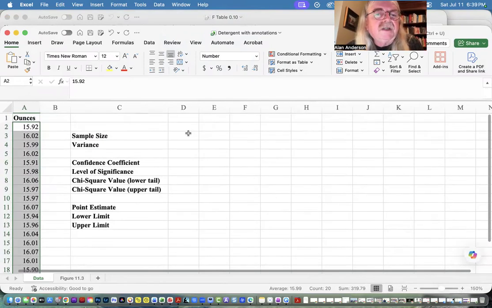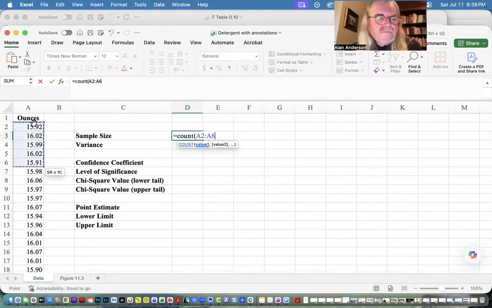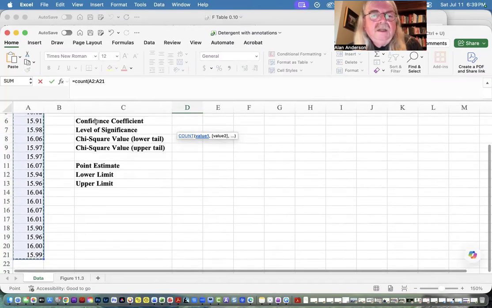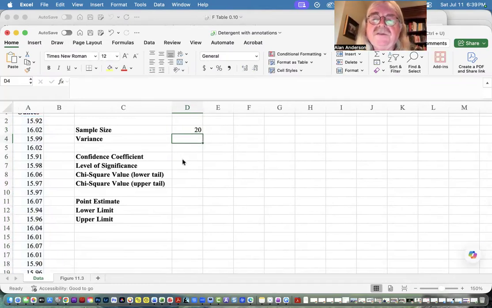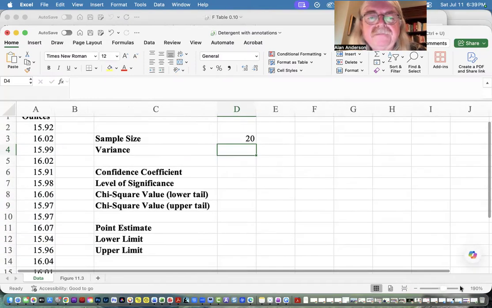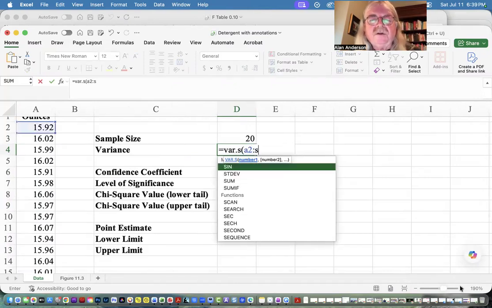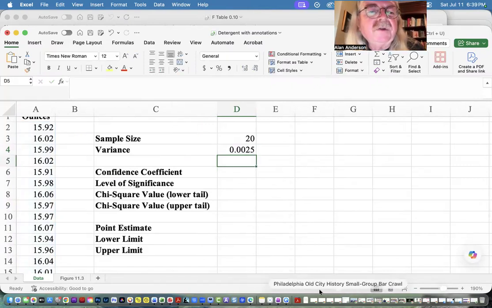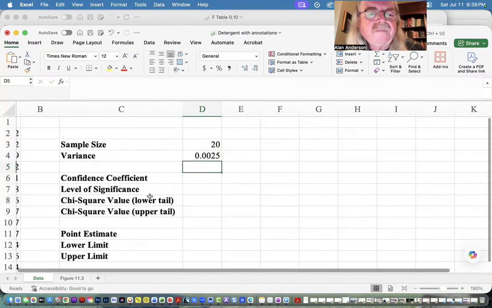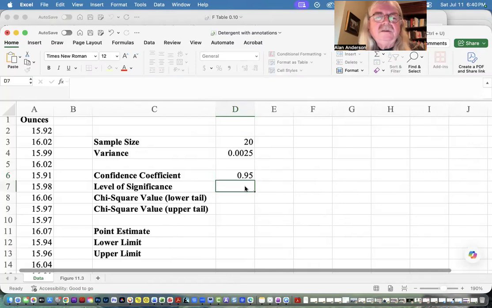All right, let's try these. Sample size, count, and that's A2 through A21. Now the variance, you have to watch it because they mean the sample variance. And the command for that is VAR.S, again, A2 through A21. And of course, they told us that, but we want to do it with Excel. Confidence coefficient, this one was 95%. Level of significance is 1 minus that, which means that's our alpha.